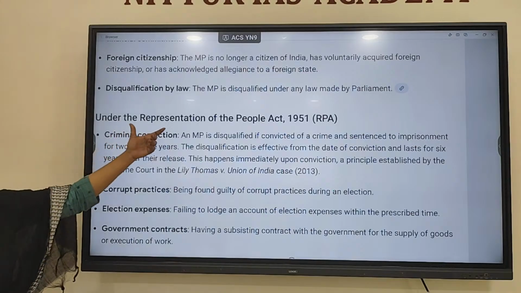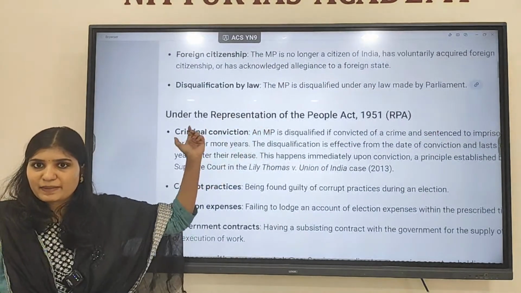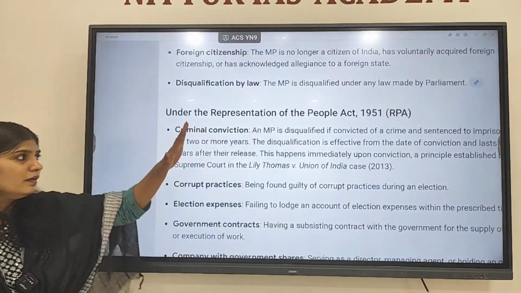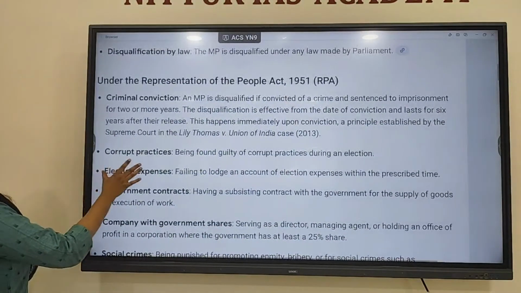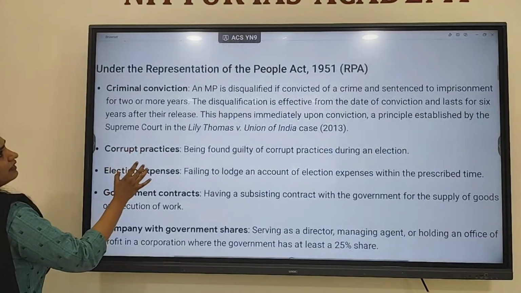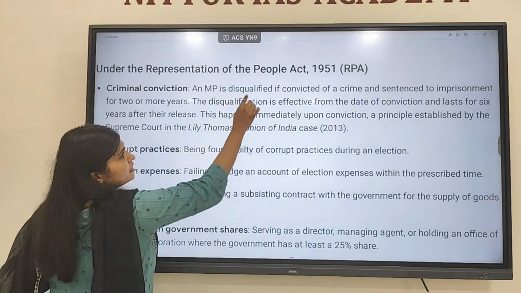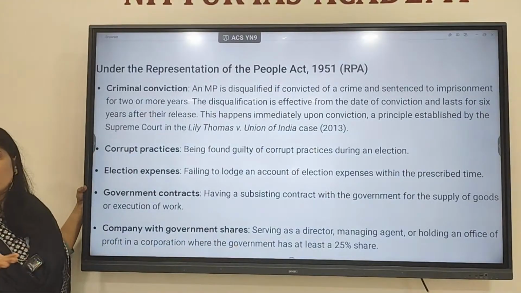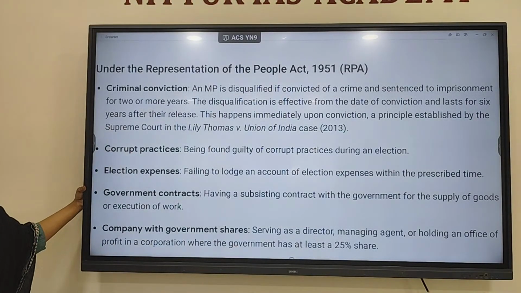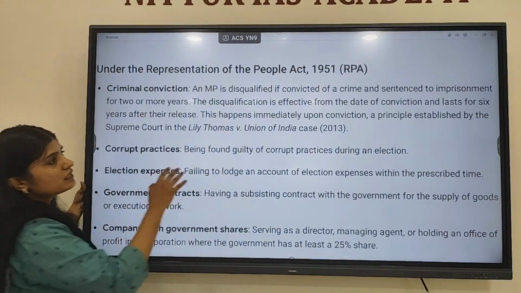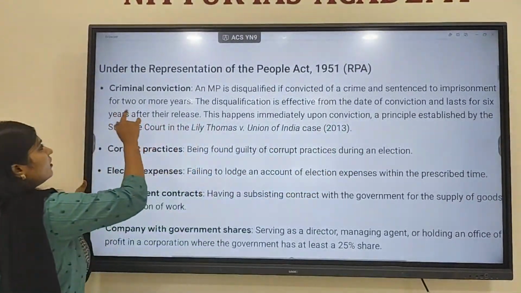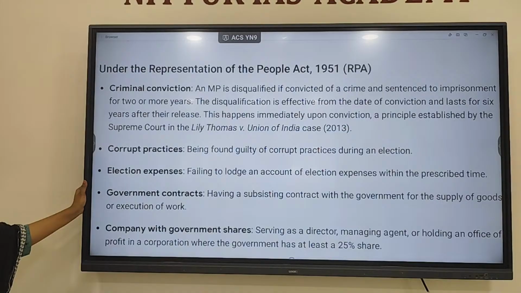ಯಾವ law? As I told you, RPA Act, Representation of the People Act 1951. Based on that, he can be removed. Criminal conviction, ಏನಾದರೂ crime ಮಾಡಿದ್ರು ಅಂತಂದ್ರೆ, if there is a sentence of 2 years or more, an MP is disqualified if convicted, ತಪ್ಪಿತಸ್ಥ ಅಂತ ಪ್ರೂವ್ ಆಯ್ತು. Judge ಏನಾದ್ರು judgment ಅಲ್ಲಿ 2 or more years punishment ಕೊಟ್ರೆ sudden ಆಗಿ disqualification.